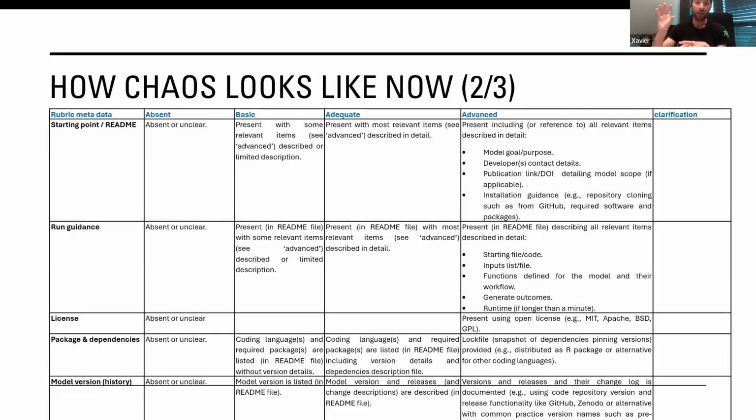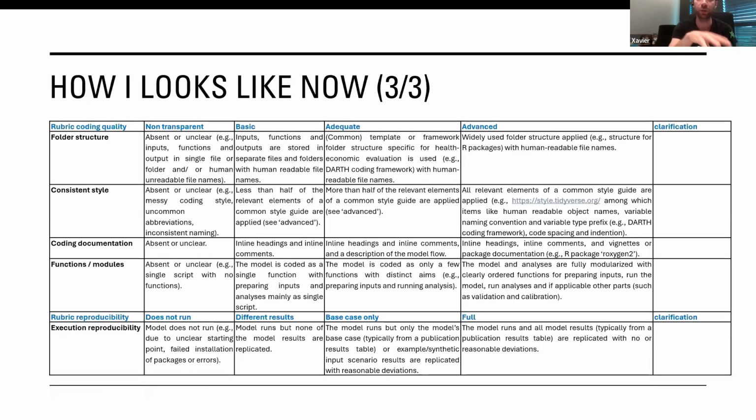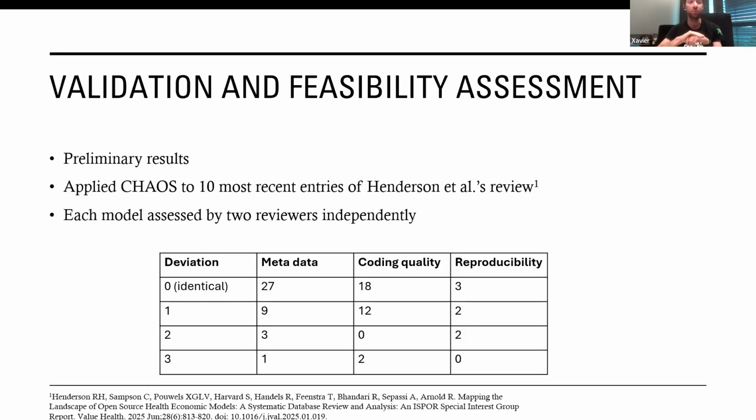And for each level, you can then say, well, it's absent, basic, adequate, or advanced, and you can clarify why you rate it as such. So this is the rubric metadata, and this is the rubric coding quality and reproducibility. For the sake of time, I'm moving on.